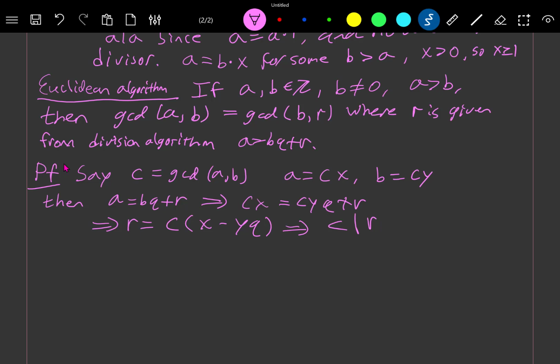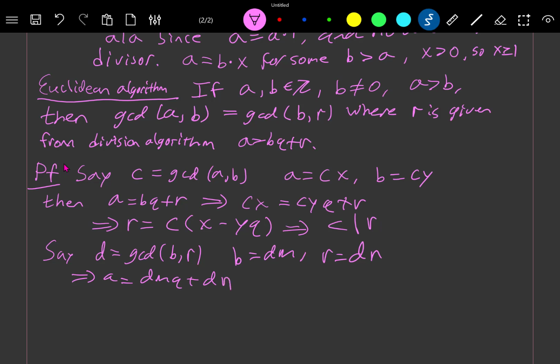Similarly, let's say D is the GCD of B and R. So let's write B is dm, R is dn, then A is dmq plus dn, which is d(mq plus n). So D will divide A.